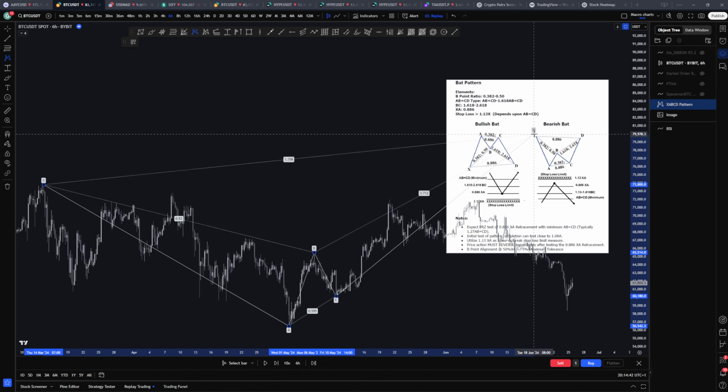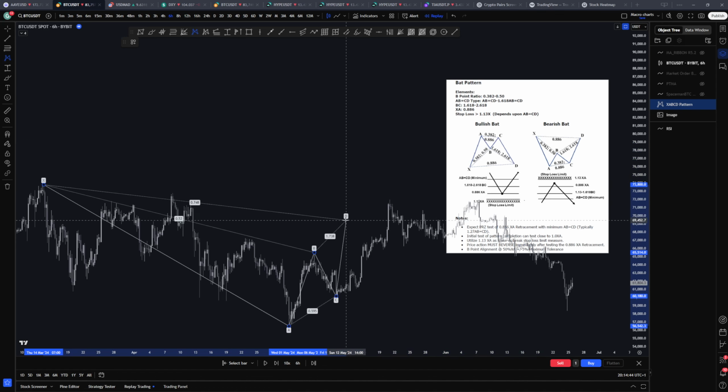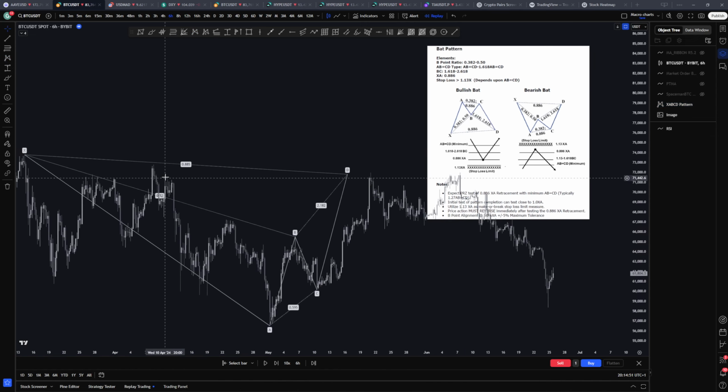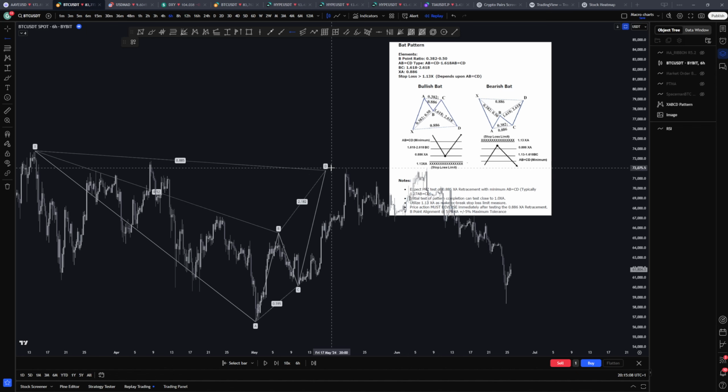Where does the bat end? X to D 0.886. So let's place it right there. And then the last thing to do, keep in mind this is what we looked at, that's the 0.886. The last thing we have to do is look at B to D and check, is it valid? Is it between a 1.618 and a 2.618? Yes, it is. That's essentially 2.24. It is in between them, it is entirely valid. So we have a valid bat right there.